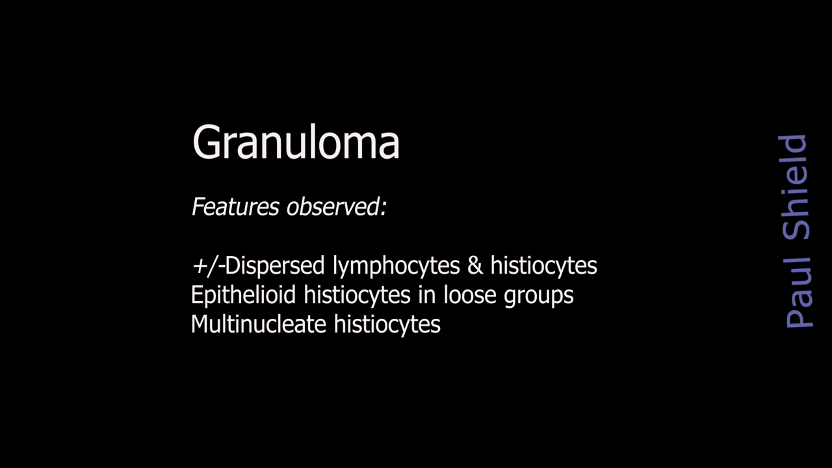So in summary, what we see with granuloma is epithelioid histiocytes arranged in very disorganized loose groups showing no polarity. They have elongate nuclei, often in a footprint sort of shape. You will, in a lymph node, certainly see lymphocytes in the background. You won't always see those in granulomas. And often you'll see multinucleate histiocytes present as well.